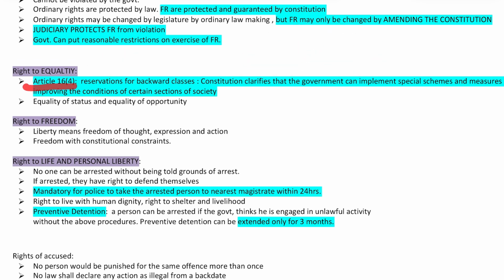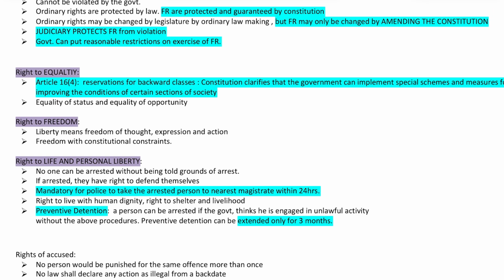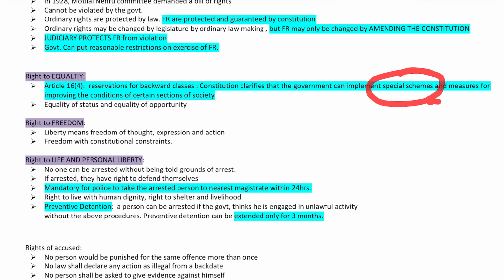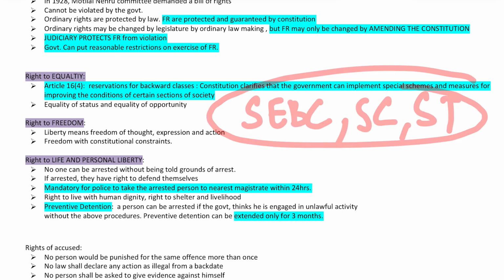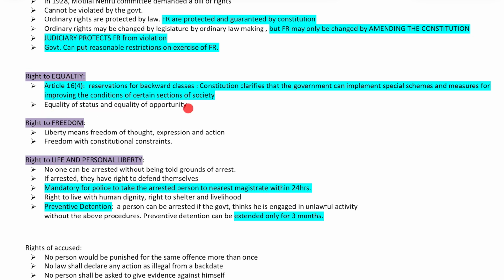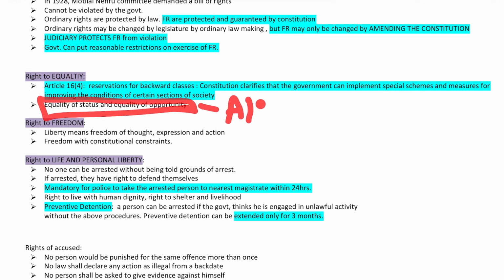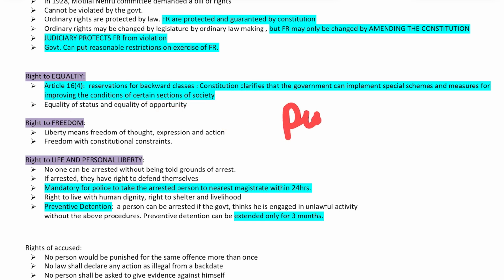So, Article 16.4 is for the reservation for backward classes. It is 15.4, not 16.4. 16.4 is for equality in public employment. Constitution clarifies that government can implement special schemes and measures for improving the conditions of certain sections of the society. So this is Article 15, Clause 4, which was for the socially and economically backward classes, SCs and STs. Article 16 is basically equality of status and equality of opportunity. This is Article 16, equality of opportunity in public employment.